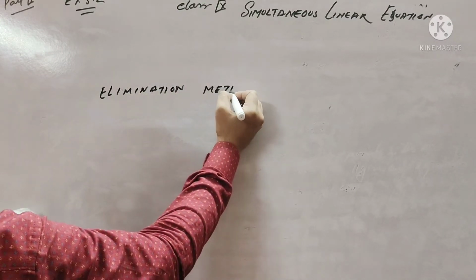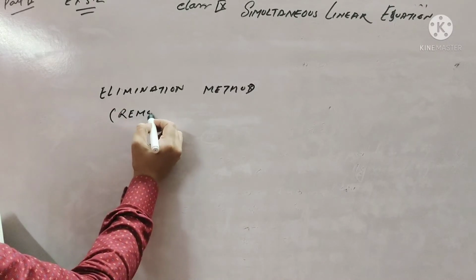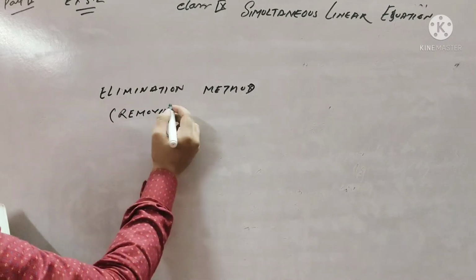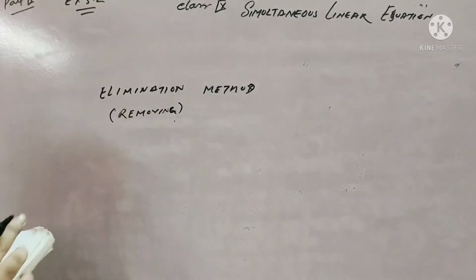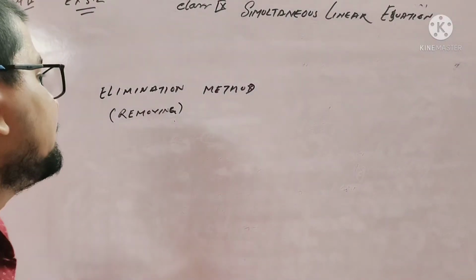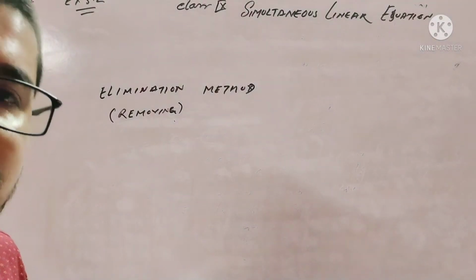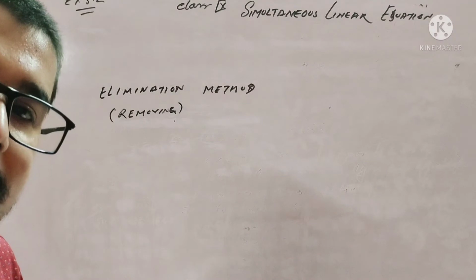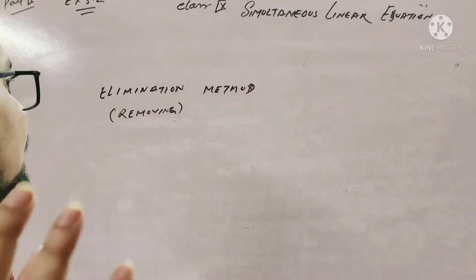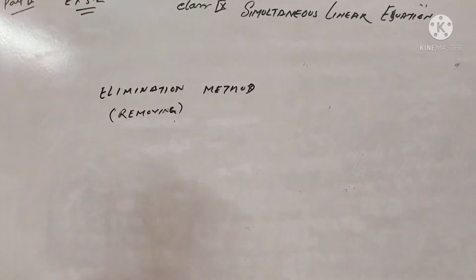Elimination method means removing one variable, because we use the elimination method to find the values of x and y. You remove one variable, and automatically you get the value of the other variable. After getting the value of the other variable, you just put in the value and get the answer.